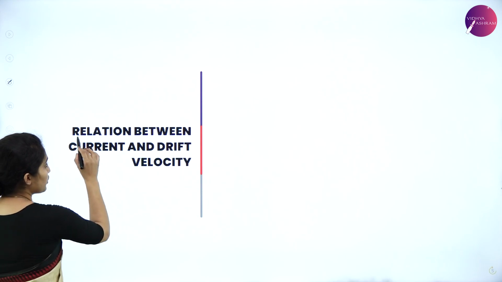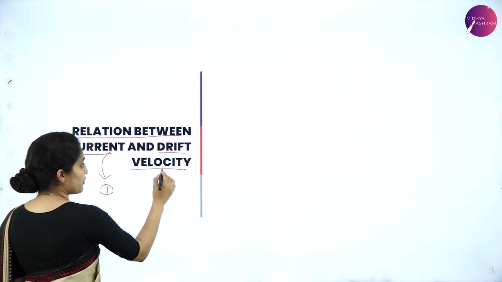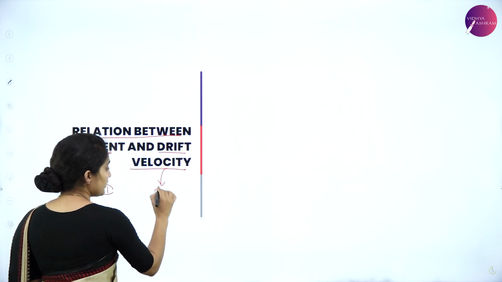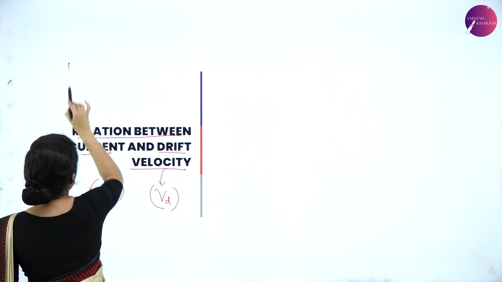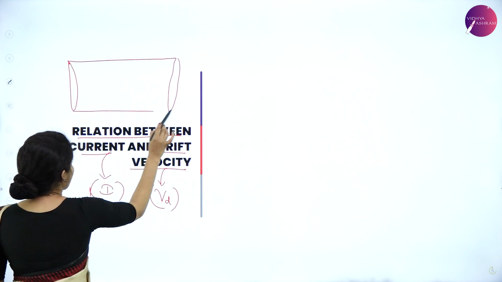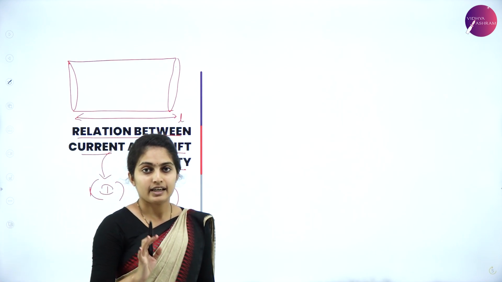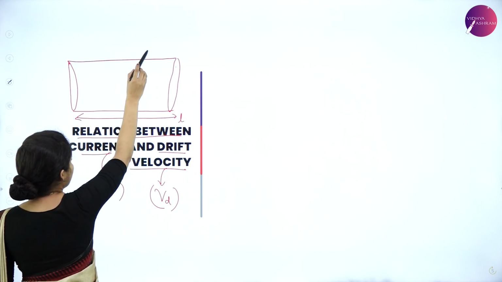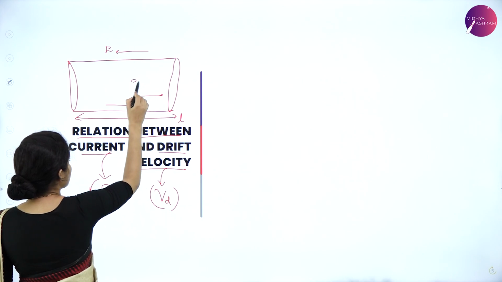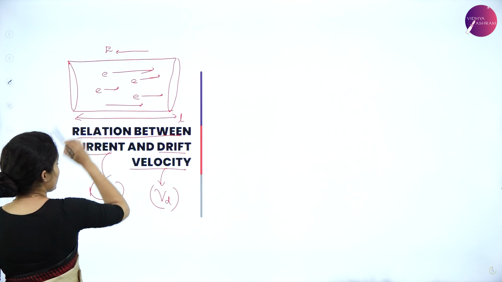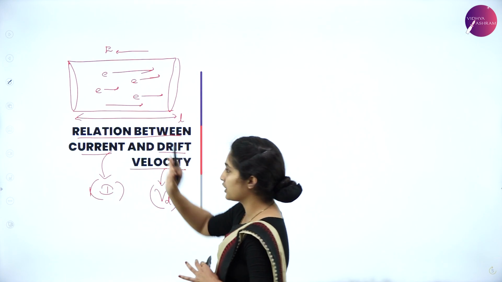And next we check the relation between current and drift velocity. What is current? It is given in terms of I. How is drift velocity given? Vd. So for these two, consider that there is a conductor of a certain length L, with a certain area of cross section A, and there is an electric field moving here. The free electrons are getting drifted in the opposite direction of the field. That is what you will have to know. These are the set of conditions we have.